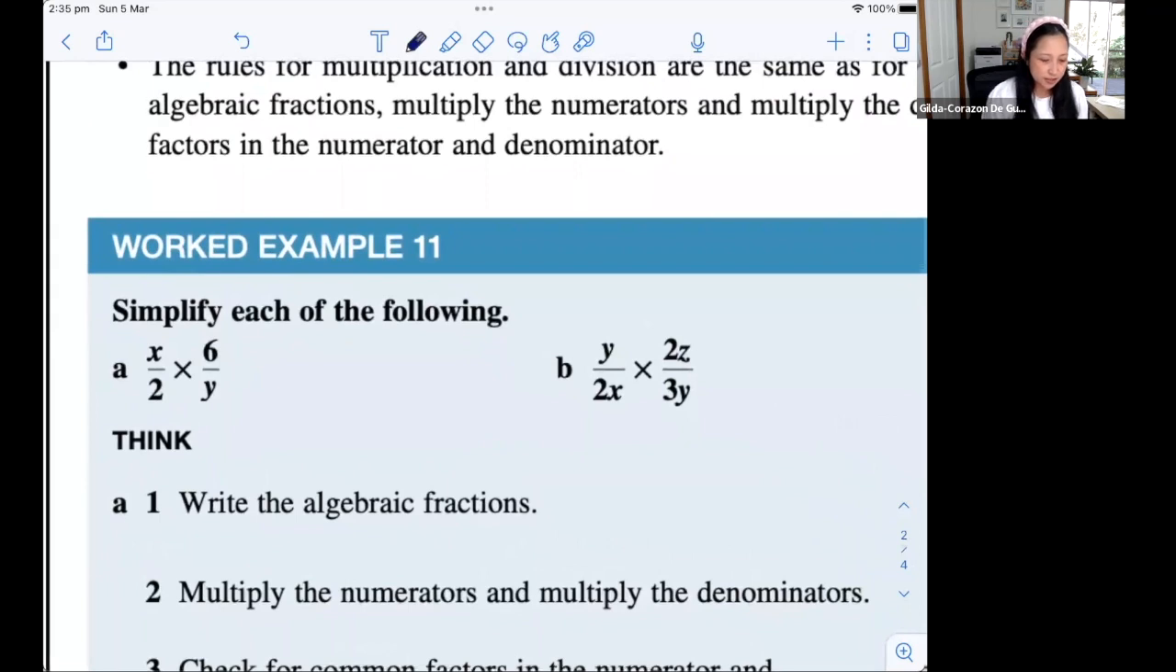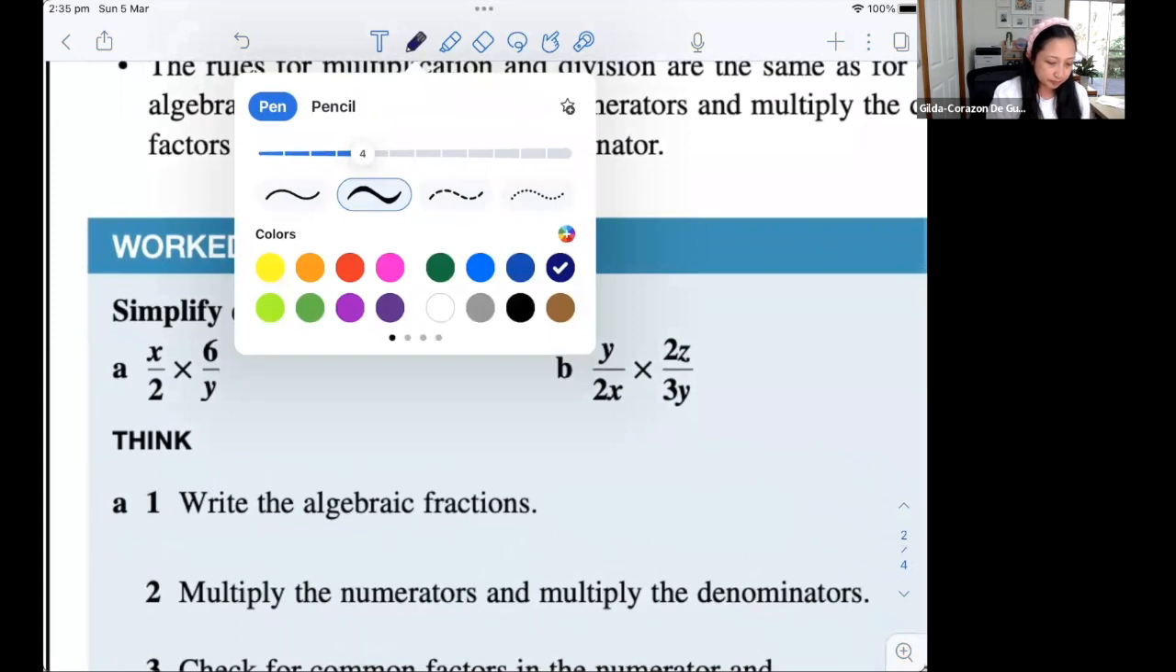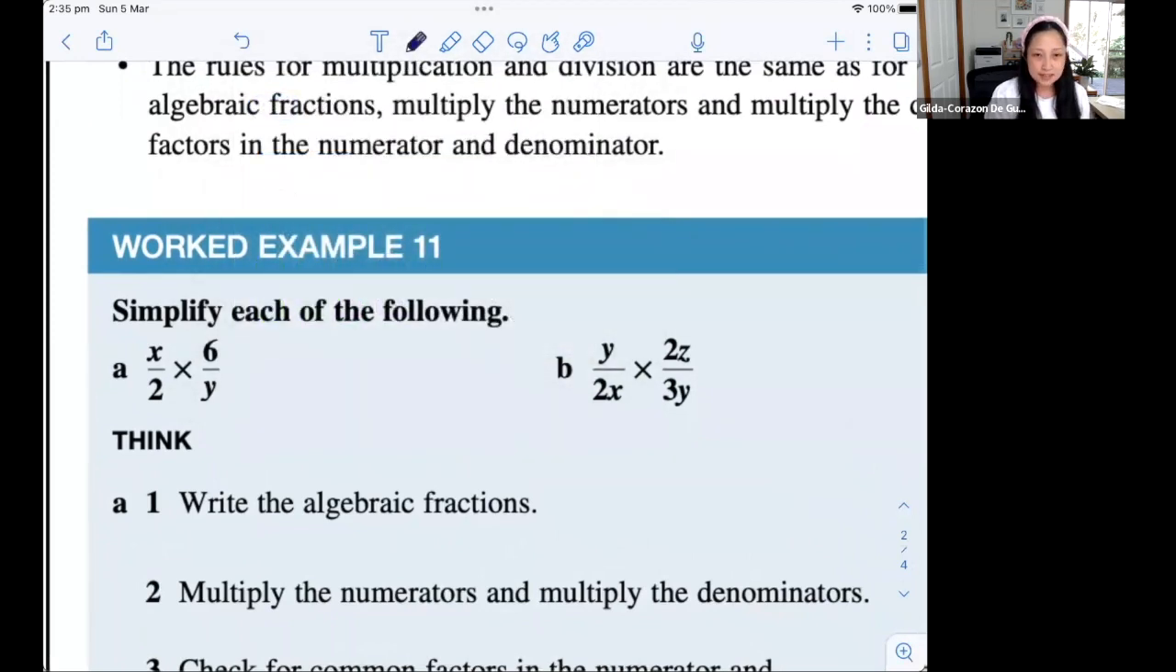Okay, so just like this one here, we've got x over 2 multiplied by 6 over y. We could look for common factors, just like 6 and 2, and 6 becomes what? 3, that becomes 1, and multiply the numerators together, multiply the denominators together. We're left with 3x over 1y, or simply saying that's 3x over y.